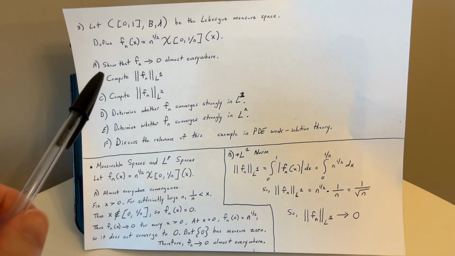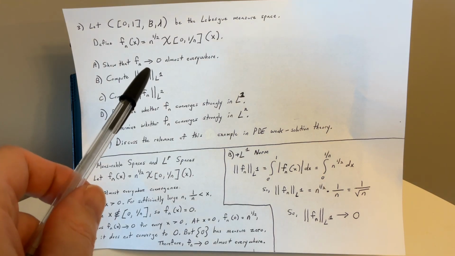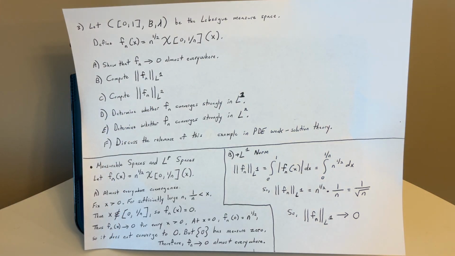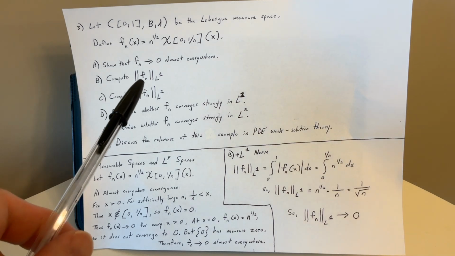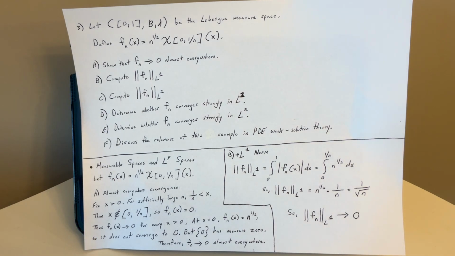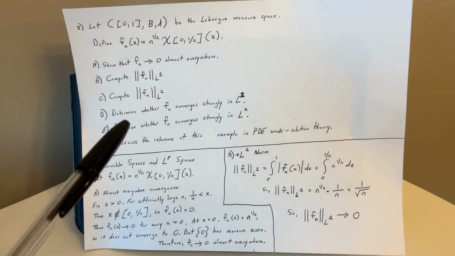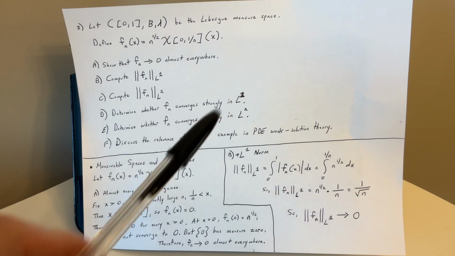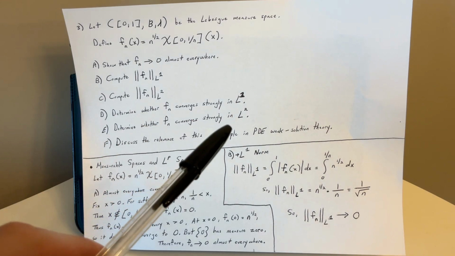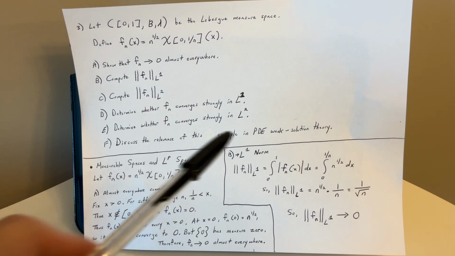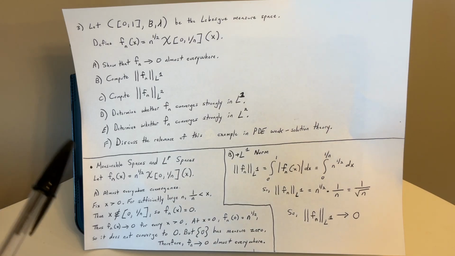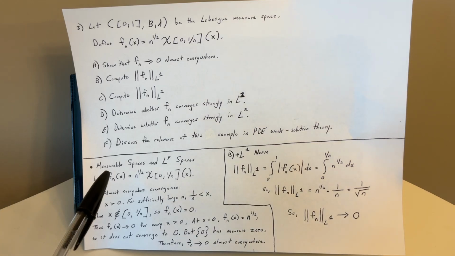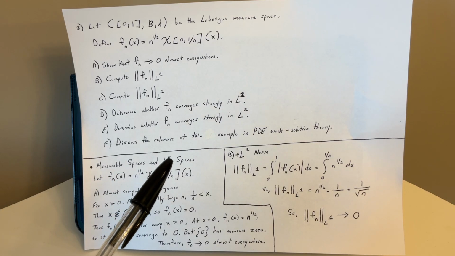So show that f sub n approaches 0 almost everywhere. Compute the norm of f sub n in L1. Compute the norm of f sub n in L2. Determine whether f sub n converges strongly in L1. Determine whether f sub n converges strongly in L2. Discuss the relevance of this example in PDE weak solution theory. Okay, so, measurable spaces and Lp spaces.